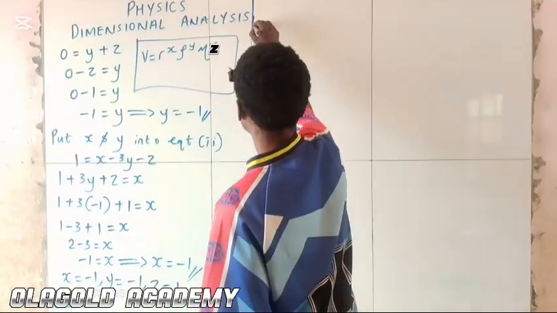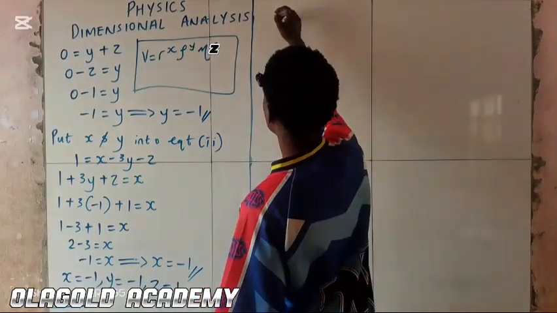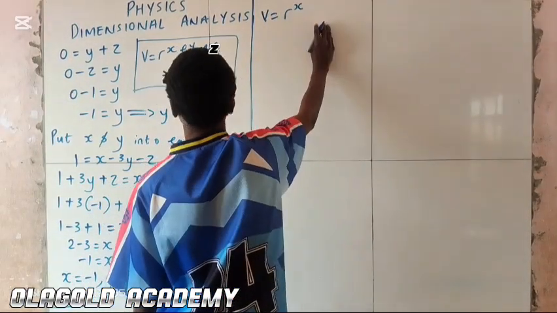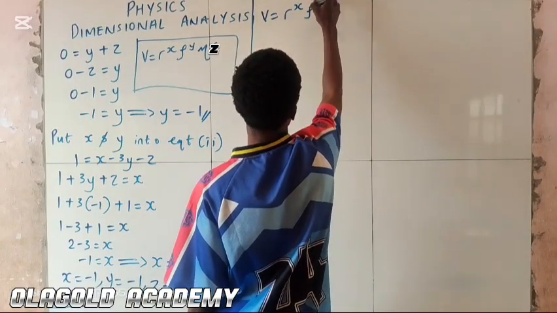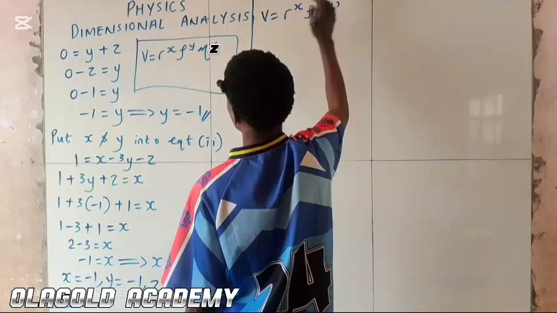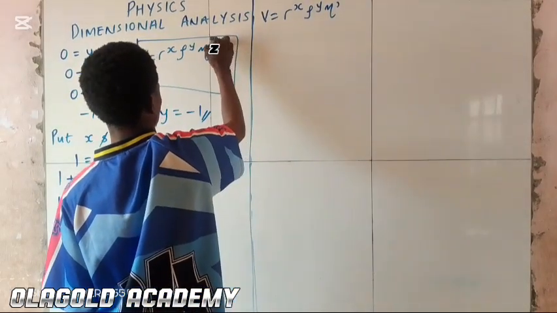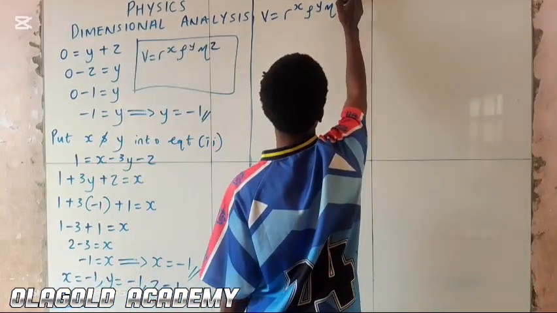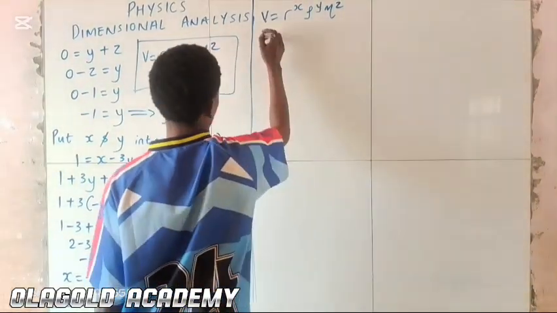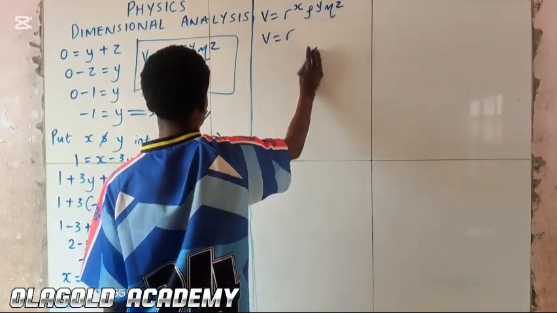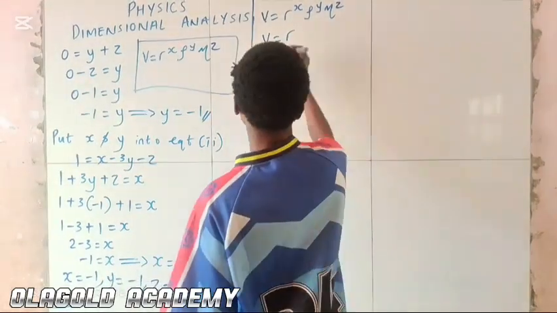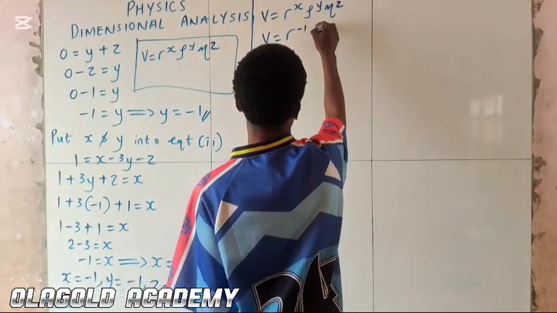So we're having v equal to r raised to power x, rho raised to power y, and eta raised to power of z. Sorry, raised to power of z rather. Z there. Power of z. So we have this. Alright. So we are going to have v equal to r. Value of x here is -1. So we have -1.